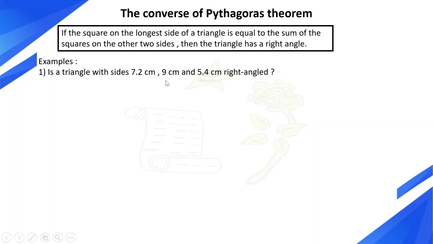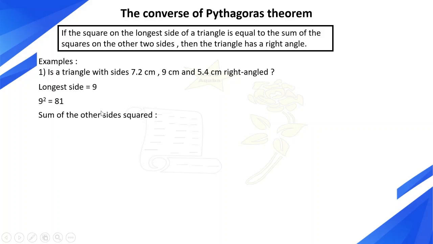Where is the longest side? 9 is the longest side. If the square on the longest side is equal to the sum of the squares on the other two sides, then the triangle has a right angle. Let's see. The longest side is 9. 9 square equal 81.